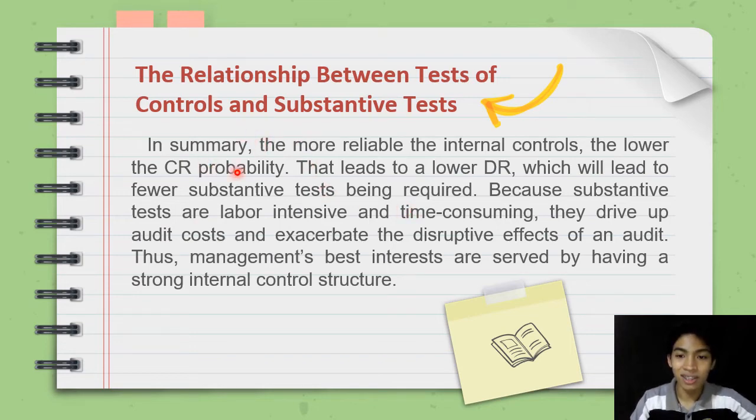Now, in summary, the more reliable the internal controls, the lower the CR probability. That leads to a lower detection risk, or DR, which leads to fewer substantive tests being required. Because substantive tests are labor intensive and time consuming, they drive up audit costs and exacerbate the disruptive effects of an audit. Thus, for that reason, management's best interests are served by having a strong internal control structure.